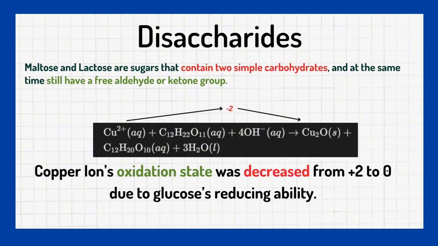So in this example, same as earlier, we have a sugar that is used as a reducing agent to reduce the copper ion to metallic copper in its neutral state.